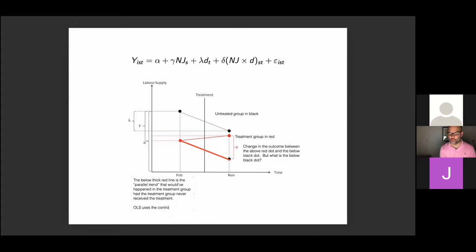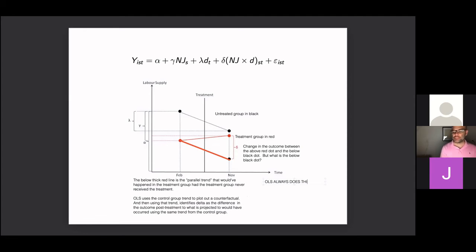OLS uses the control group trend to plot out a counterfactual, and then using that trend identifies delta as the difference in the outcome post-treatment to what is projected to would have occurred using the same trend from the control group. OLS always does this, regardless of whether parallel trends is true. It always uses this trend to project a counterfactual.